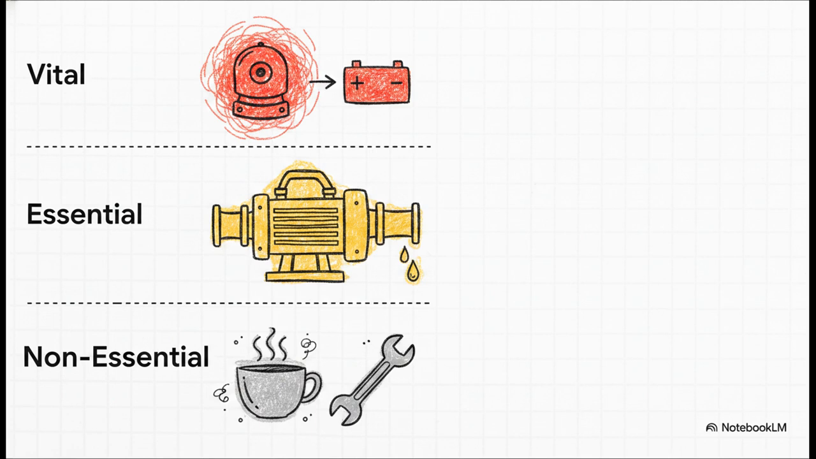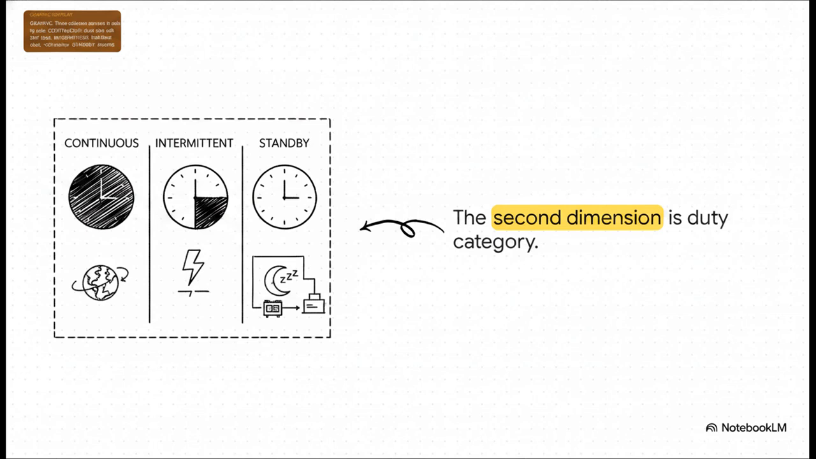Think fire and gas detection systems, which are strictly fed by a UPS. Now, if losing power just causes product degradation, we call those essential loads, like your main process pumps. And if losing power has absolutely zero effect on safety or production, like, say, the lights in the galley, well, those are non-essential loads.